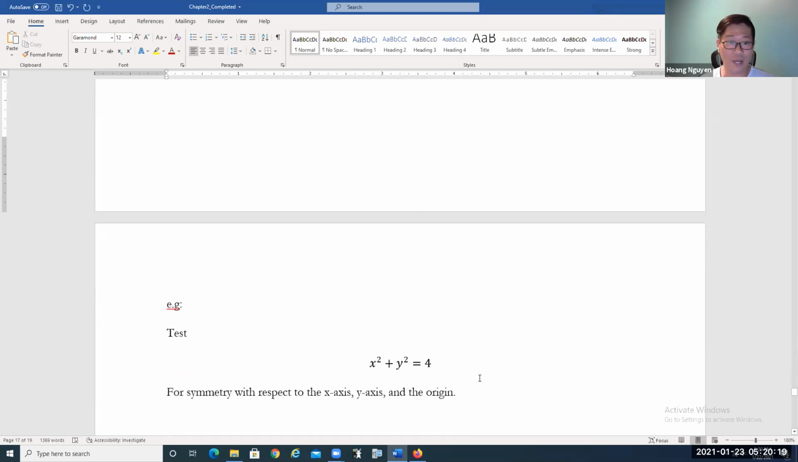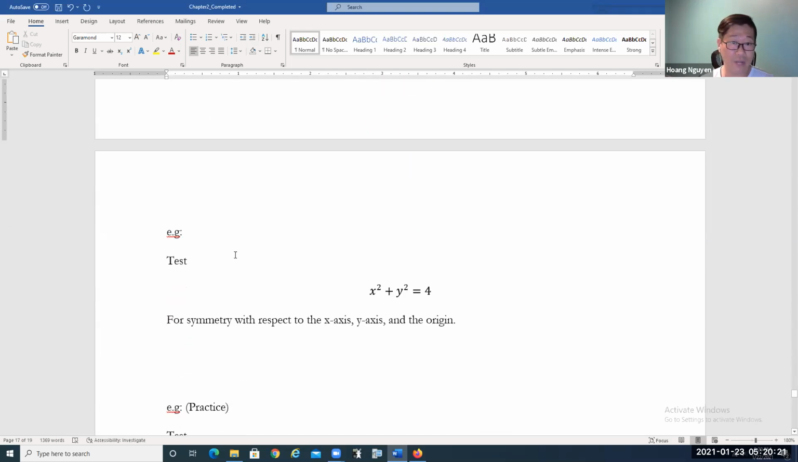Okay, so this is the first question. I have some practice. Let's try another one together. Now it's going to be a similar concept over here. We're going to do 3 different cases. We're going to test this equation for symmetry with respect to the x-axis, y-axis, and the origin. So the first case is the x-axis, then the y-axis, and then the origin.